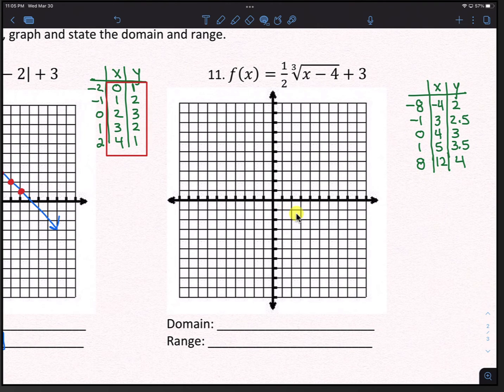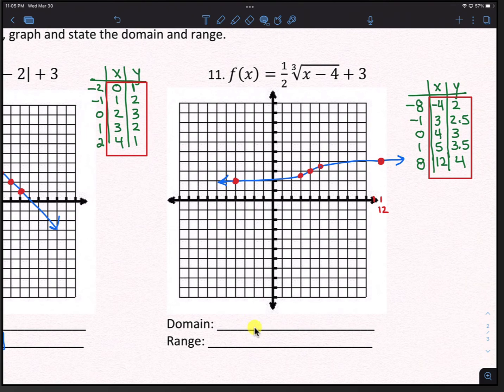Let's plot the points on the grid. And when you plot the points, this is -4, 2 here. This is 3, 2.5. This point is 4, 3. This is 5, 3.5. And this is 12, 4. And you just draw a smooth curve through those points.